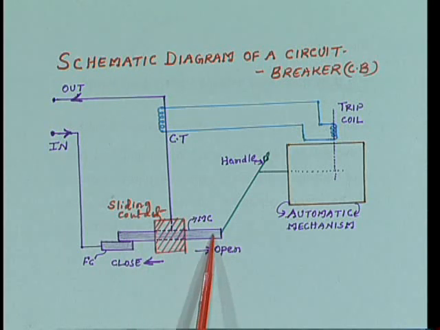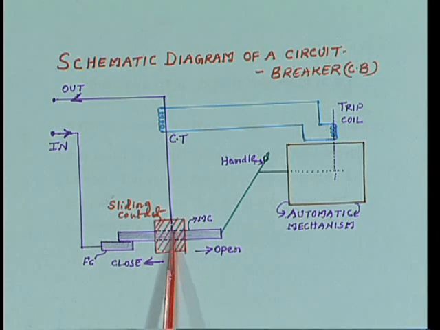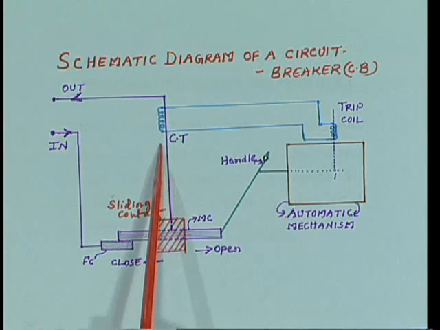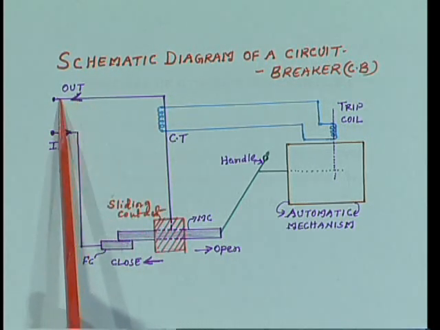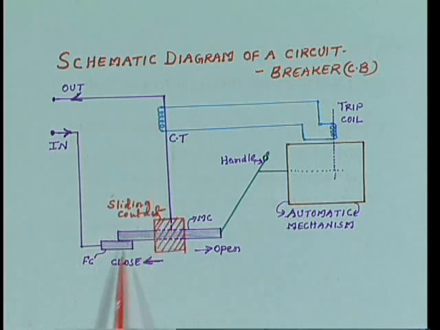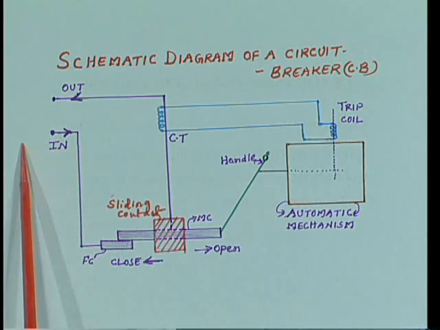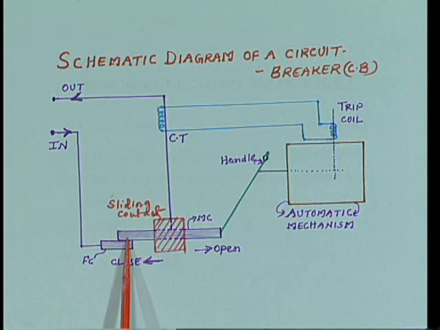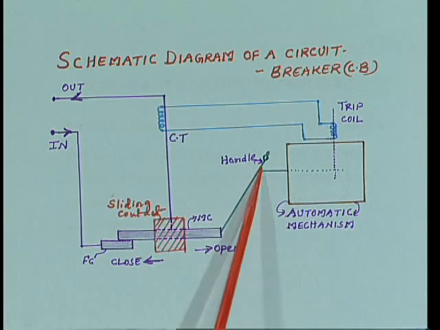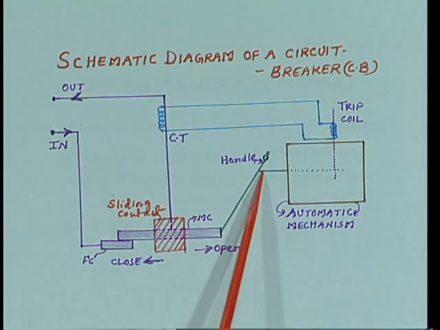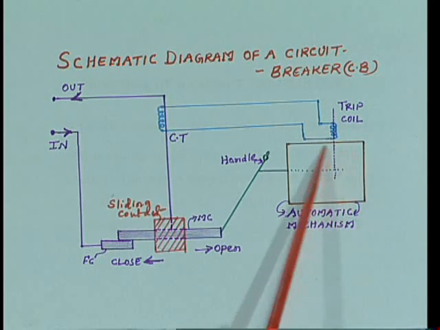And this moving contact moves into the sliding contact. This red one is the sliding contact. This moving contact is connected to the load system, and the fixed contact is connected to a supply. One end of the moving contact is connected to a handle, and this handle is interlocked with the automatic mechanism system.